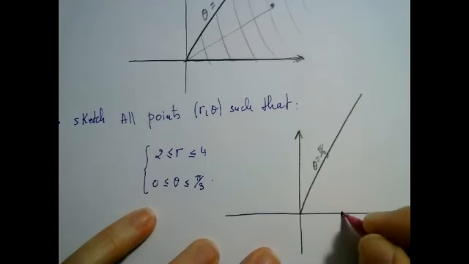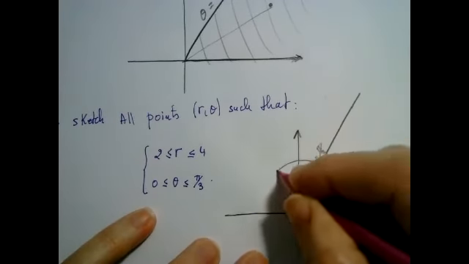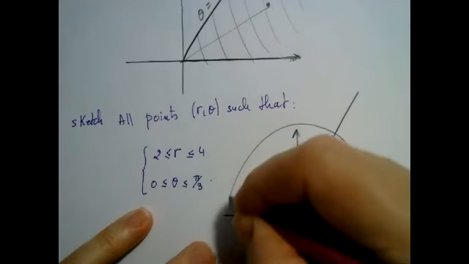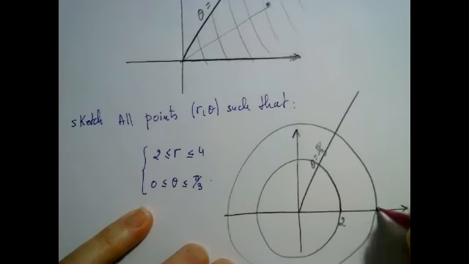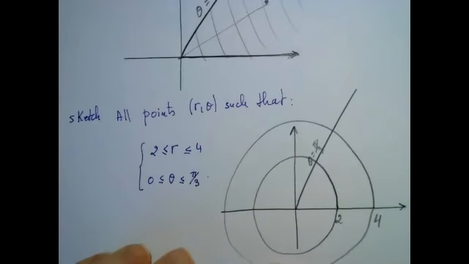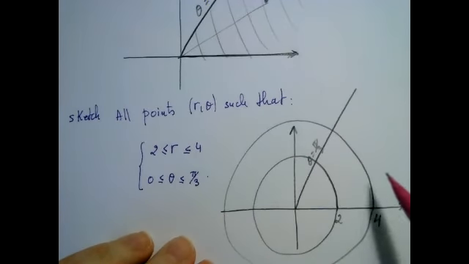Okay, so this is 2, the radius 2, and that's a circle of radius 4. And then from there, I would only take that small curved part between 0 and pi over 3.